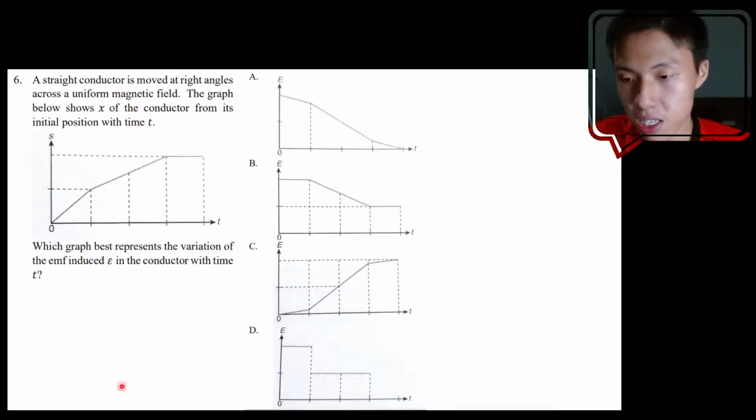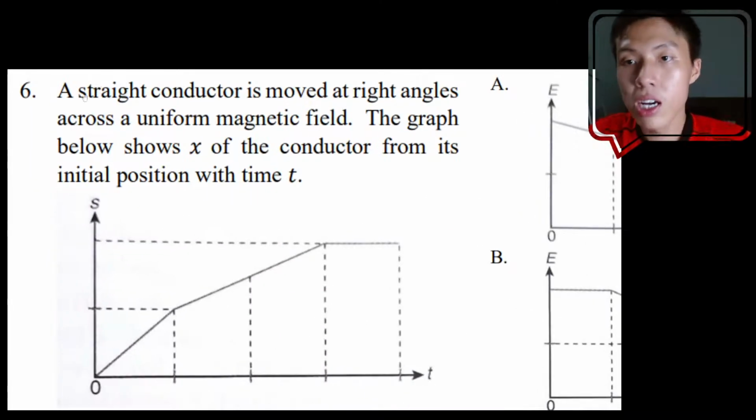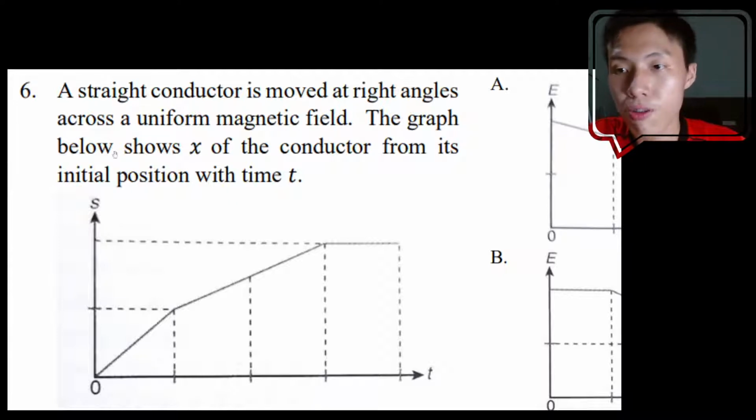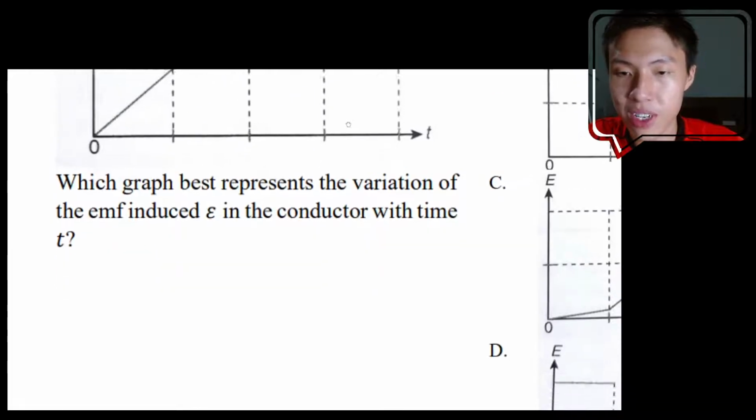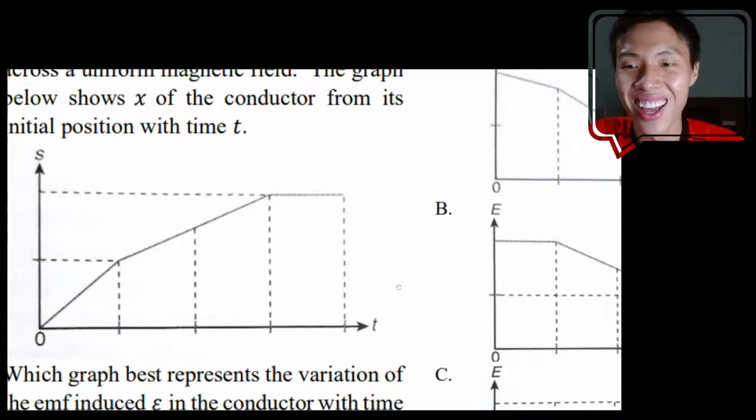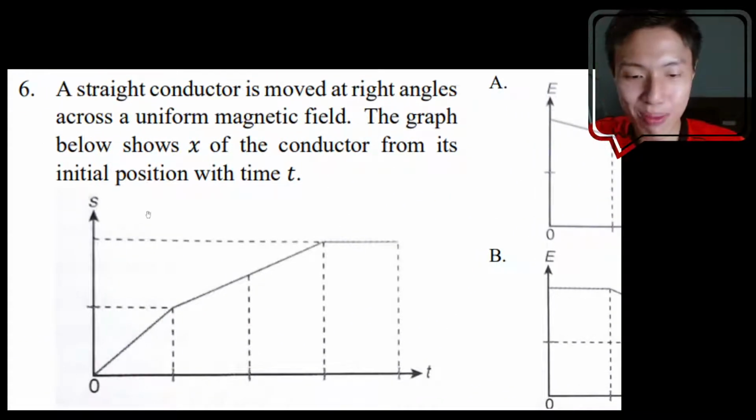Question 6. A straight conductor is moved at right angles across a uniform magnetic field. The graph below shows x of the conductor from its initial position with time t. Where's the x? I think the displacement here probably should change to x. Okay, it's showing the position x of the conductor from its initial position with time t.